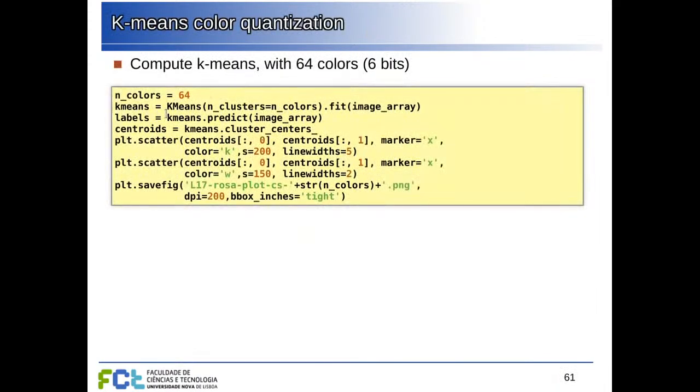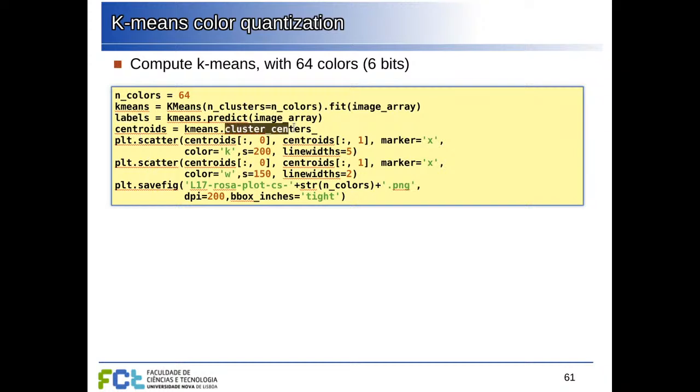So now we can predict the label of each of these pixels. Note that when we fit, what k-means does is compute the centroids for the 64 clusters. When we call predict, it's going to tell us what is the nearest cluster or the nearest centroid, so the cluster each point belongs to. So we give the same set of coordinates. We have which cluster each point belongs to.